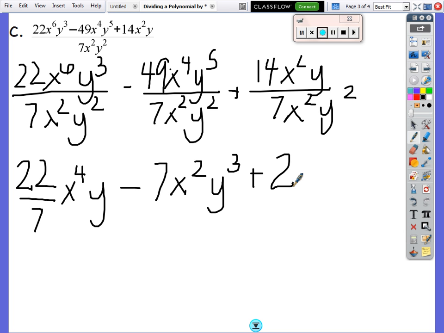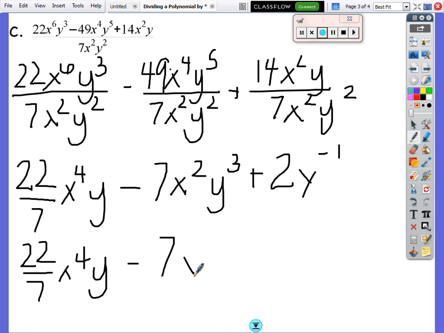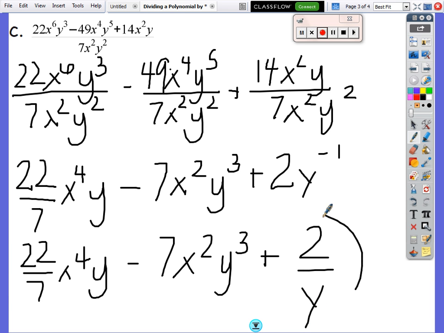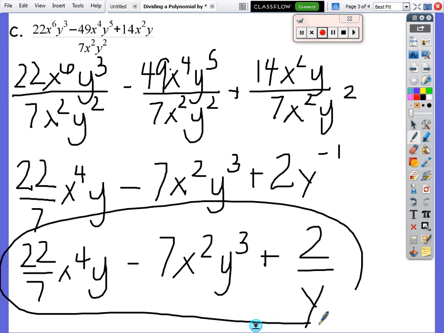And then finally, I have y to the first minus y to the second, which is going to be y to the negative 1. This is not my answer because I can't have a negative exponent, so I have to put my y on the bottom. So I'm going to rewrite my answer. I have 26 over 7 x to the fourth y minus 7x squared y cubed plus 2 over y. The y goes to the bottom to become a positive exponent because we do not ever leave a negative exponent in our answers.